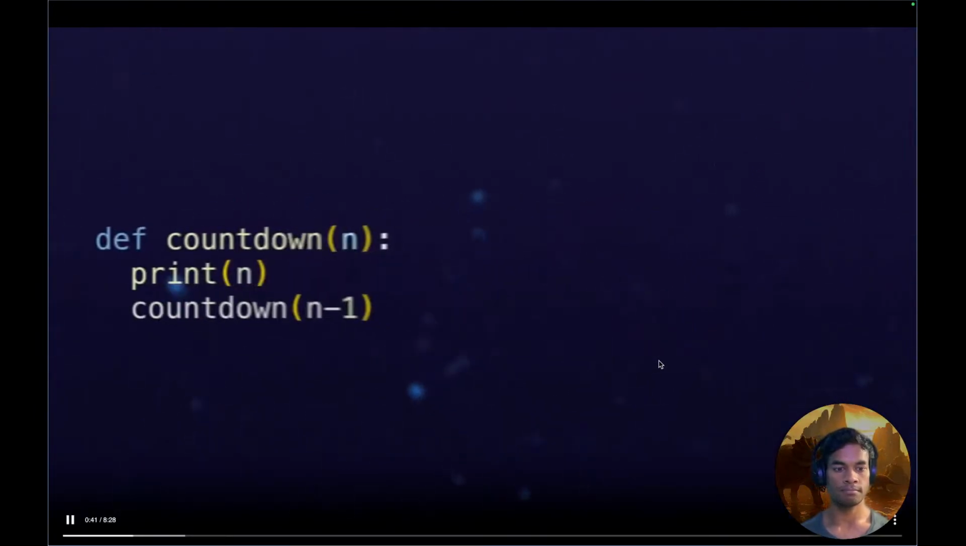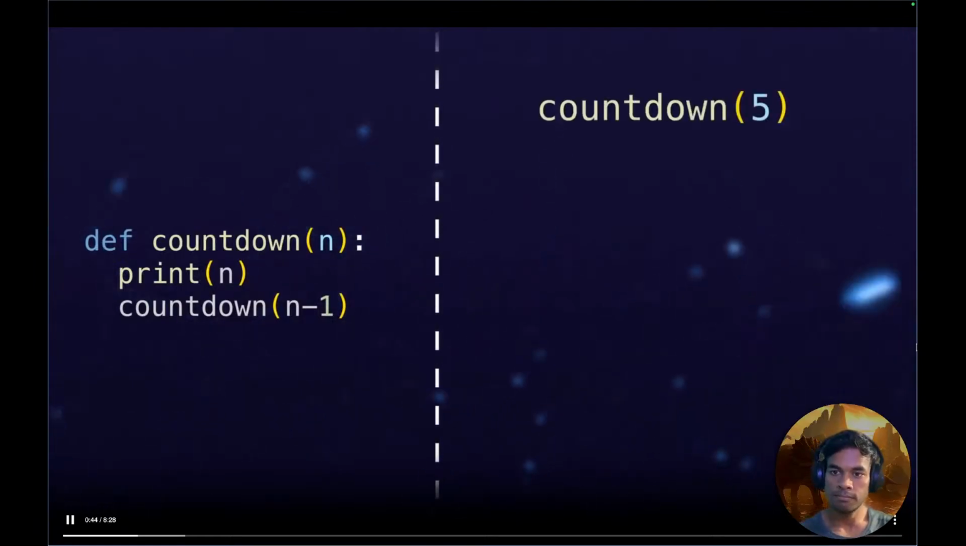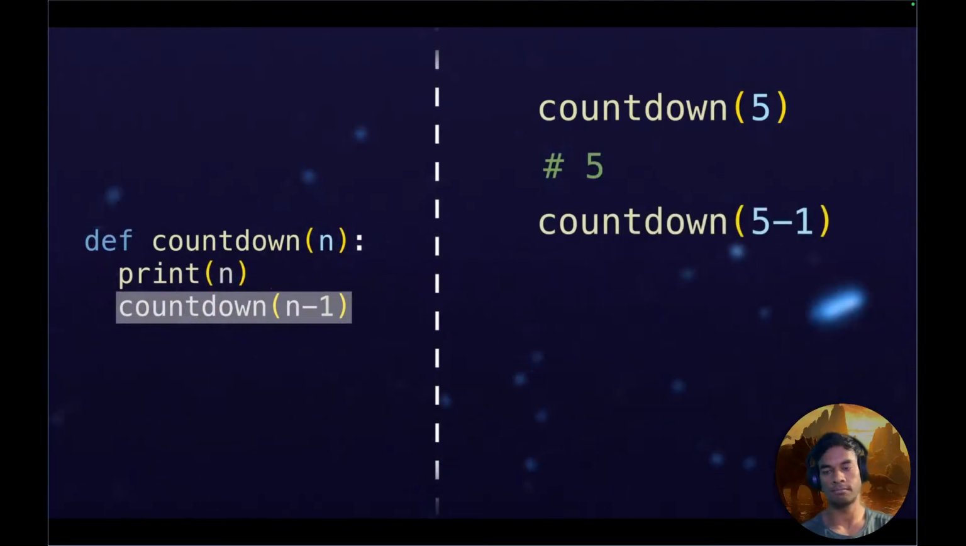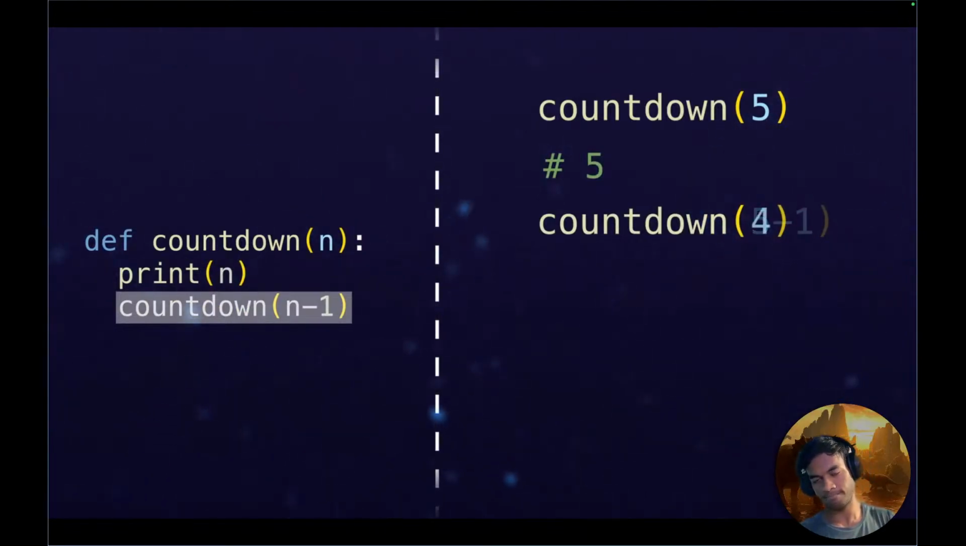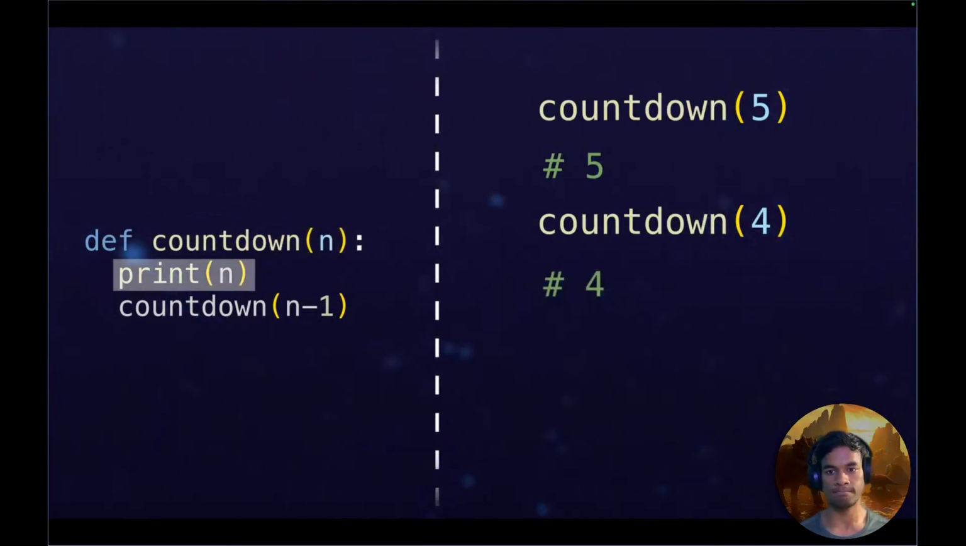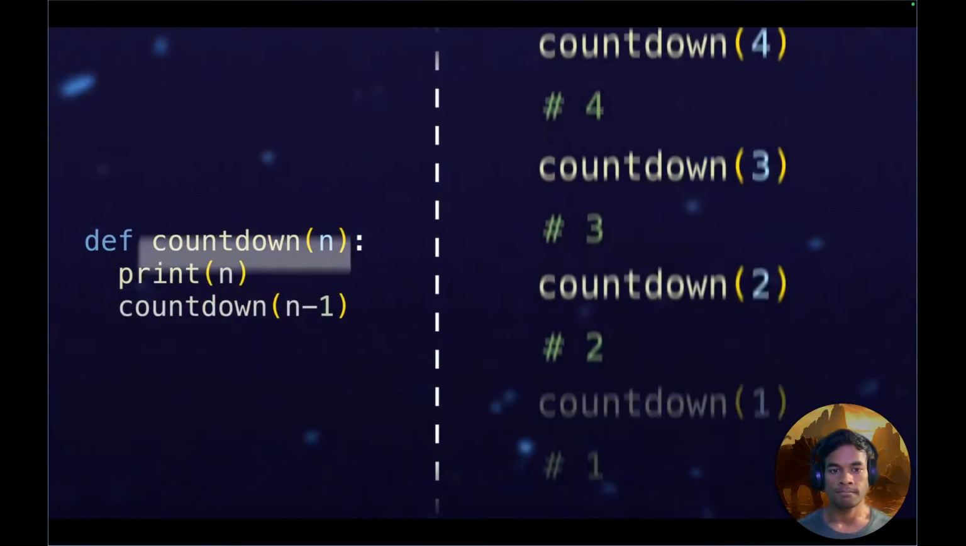So what happens if we call countdown and pass in 5 as n? Well, first, 5 is printed to the console. Then countdown is called again, but this time with n minus 1, or 5 minus 1, which is 4. So we go back to the top of the function. Now we'll print n, which is 4, call countdown again, this time with 3, and on forever.